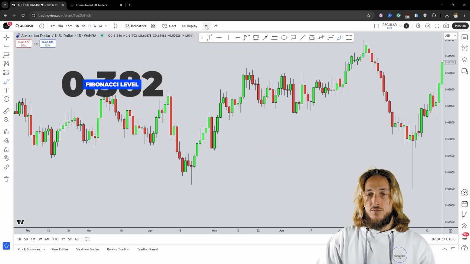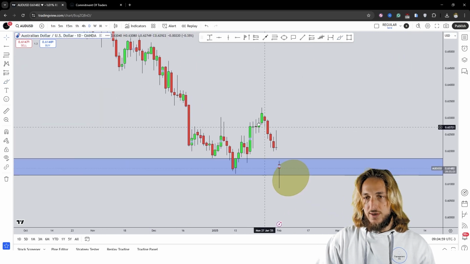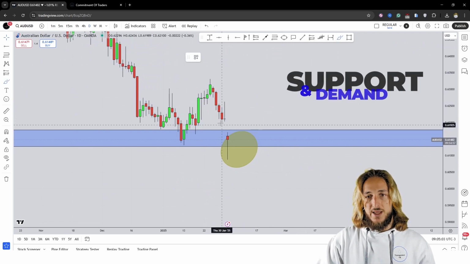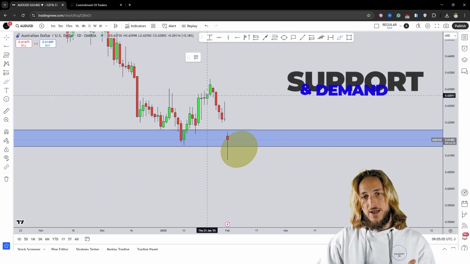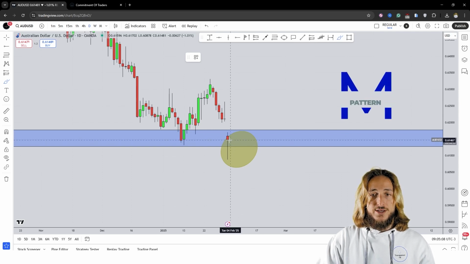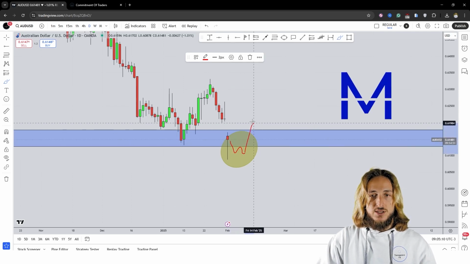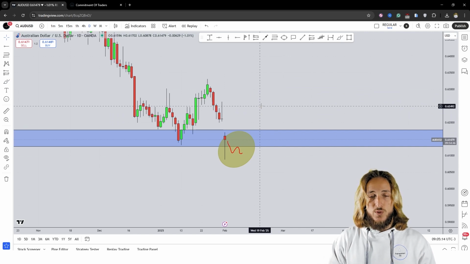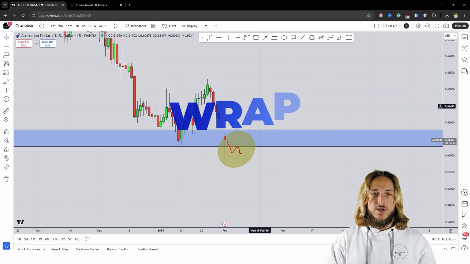Now, if we move back to the current situation, we have to keep in mind that we have the market testing very strong historical monthly support and demand, a gap here from a daily perspective, and an overextended M pattern. All this increases the probabilities to see a potential rejection to the upside. So in a situation like this, what would I expect? Well, as usual, trading is reactive and not predictive.